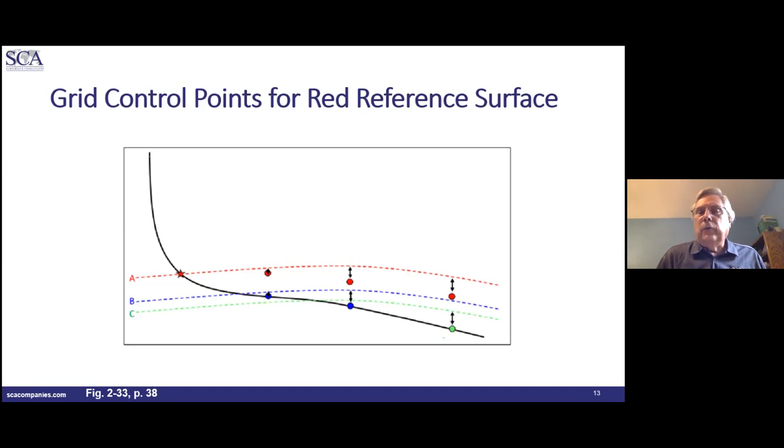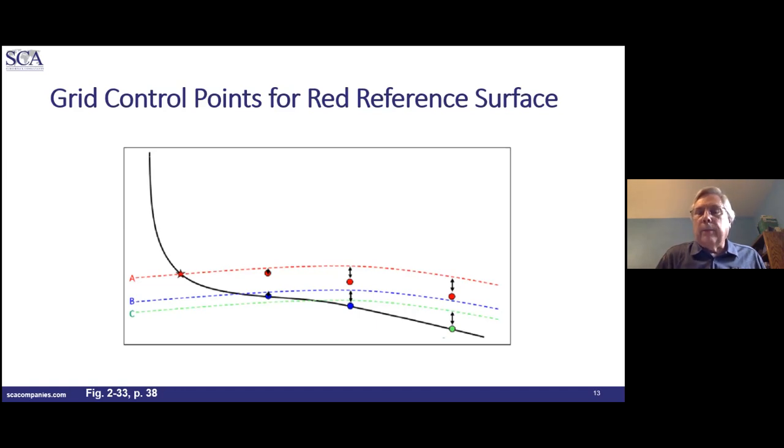Now, if you just try and remap using these tops, what you'll end up doing is changing the structure of the blue horizon and changing the structure of the green horizon, but not changing the structure of the red horizon. And that will cause unrealistic changes in the unit thickness of the intervening stratigraphy.